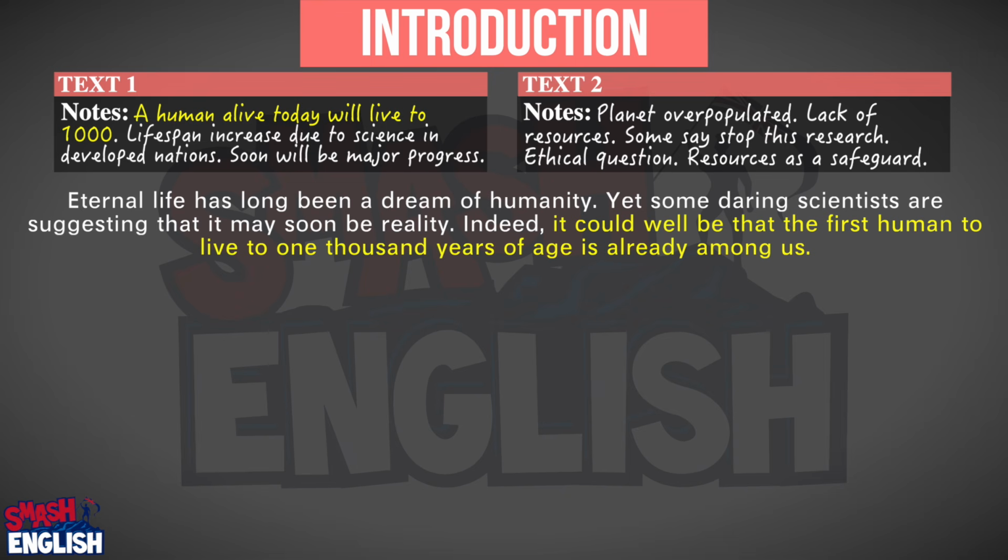Eternal life has long been a dream of humanity, yet some daring scientists are suggesting that it may soon be a reality. Indeed, it could well be that the first human to live to 1,000 years of age is already among us. I have introduced the general idea that some scientists believe the human lifespan will soon increase. I have also added a detail from text 1 about how some believe the first human to live to 1,000 is already alive today. And that's it. 3 sentences. I've kept it quite simple.